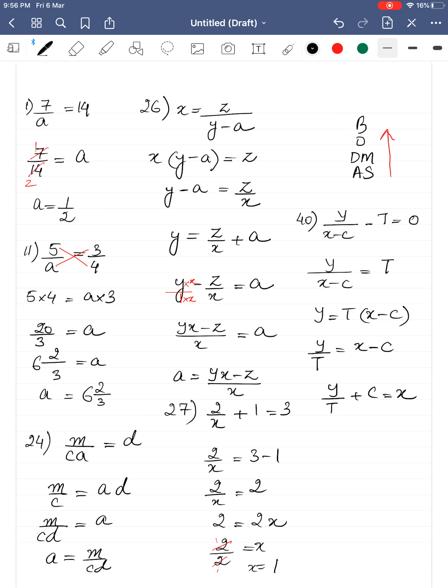Now I have already made x the subject of formula, but as you can see here, the denominator to c is 1, and I can multiply top and bottom by t and have a common denominator. So my final answer can be y plus ct divided by t is equal to x, and I can rewrite it as x is equal to y plus ct divided by t. And that's my final answer.